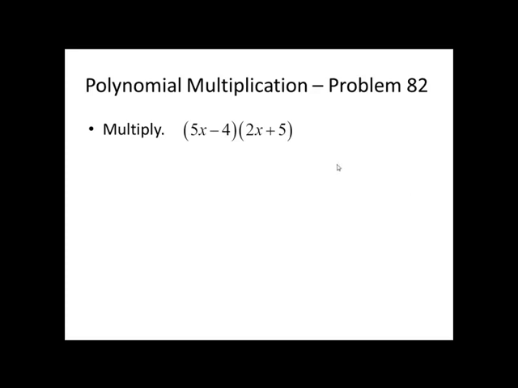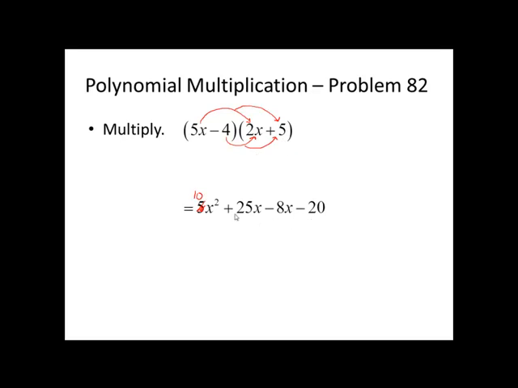Polynomial multiplication, a lot of you know this as FOIL, but the thing you want to remember is you want to multiply each term in the first set of parentheses, that first polynomial, by each term in the second set of parentheses. So I'm going to distribute the 5x to 2x and 5, and then I'm going to distribute the negative 4 as well. 5x times 2x is 10x squared. Little typo there. 5x times 5 is 25x. Negative 4 times 2x is negative 8x. And negative 4 times positive 5 is negative 20.